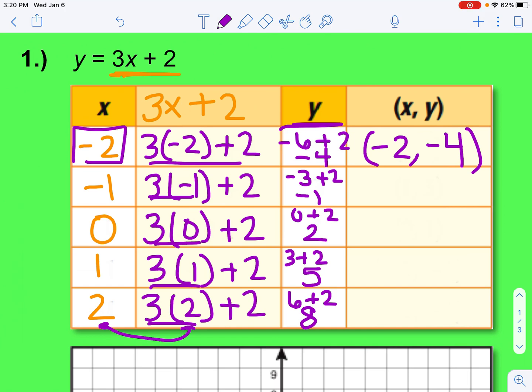Alright, same thing with the one underneath. Our x value was negative 1. Our y value that we got was also negative 1. Next one, our x value was 0. Our y value was 2.